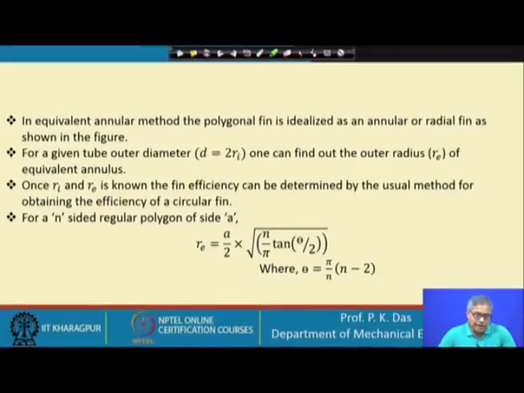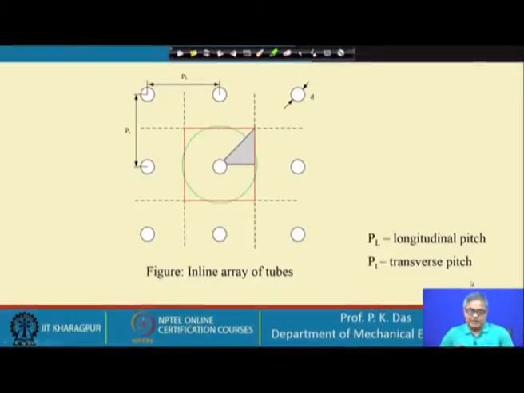For an n-sided regular polygon, if one side is equal to a, then the equivalent outer radius of the annulus is given by the formula written over here. So, we are getting R E. R I is a quantity which is already specified in the design, and then we can proceed. So, let us see the diagram here.